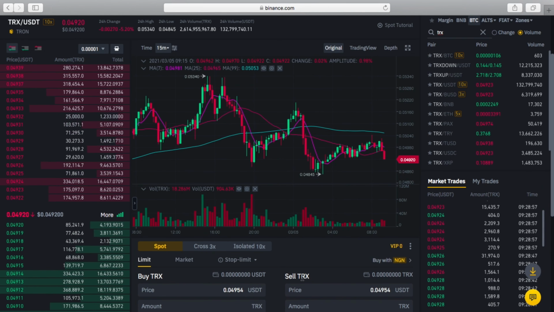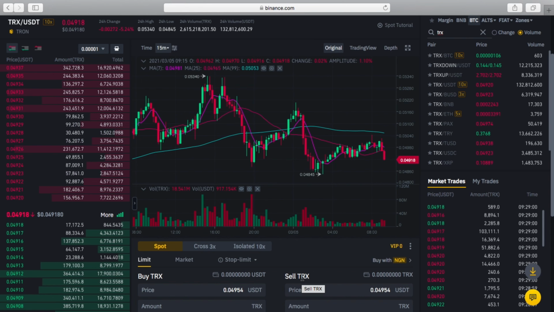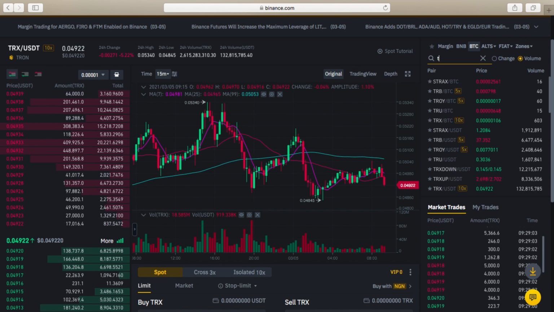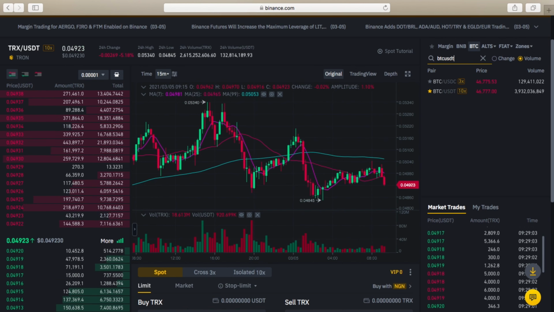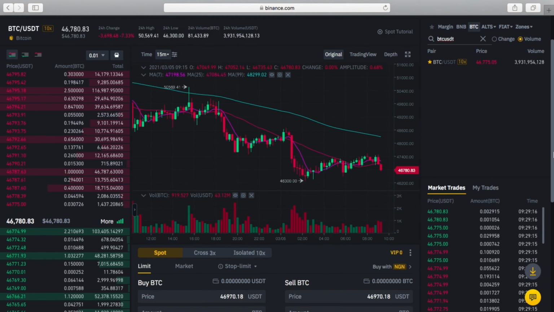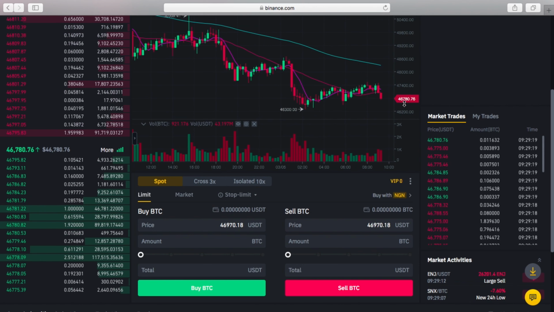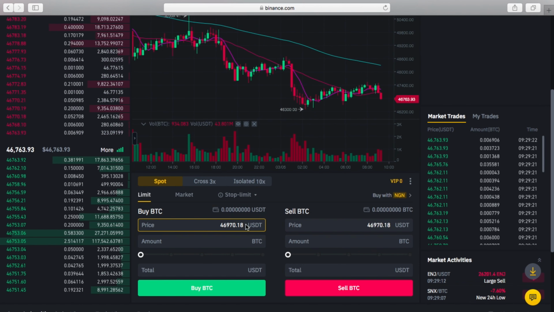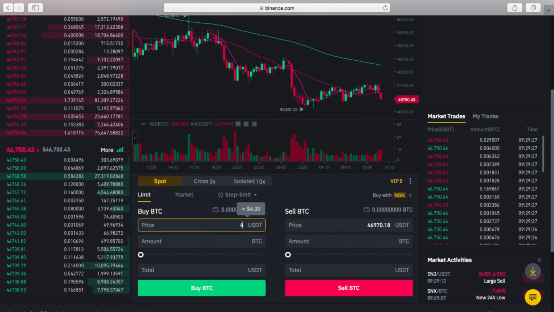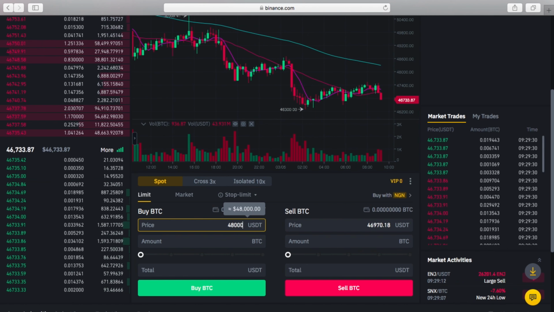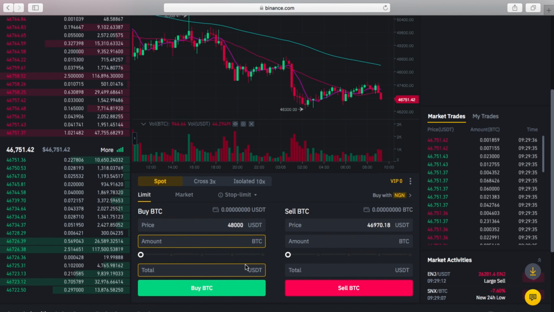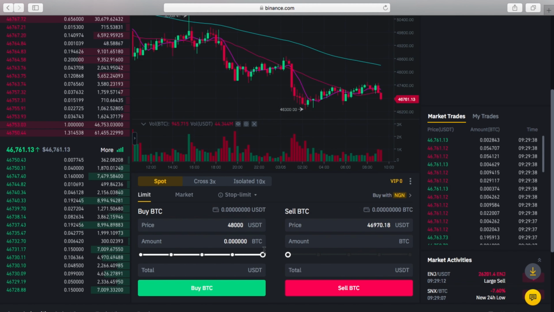So if you are given a spot signal, maybe someone says, or I say, go into your Binance account and buy BTC USDT at the price of so and so. Let's say buy BTC USDT at the price of 48,000. If I say buy at 48,000, now the price is 46,777 whatever. So I will just go to my limit and type 48,000. If I have USDT and I want to buy with all of it, I just click on all. You understand? So that's what it is.